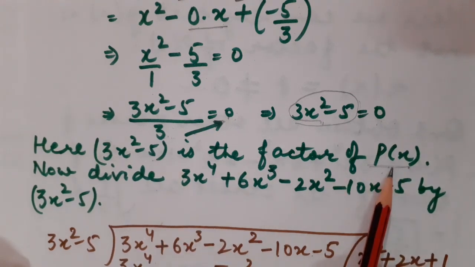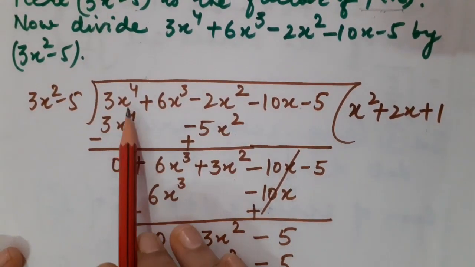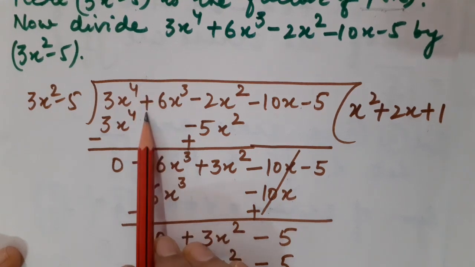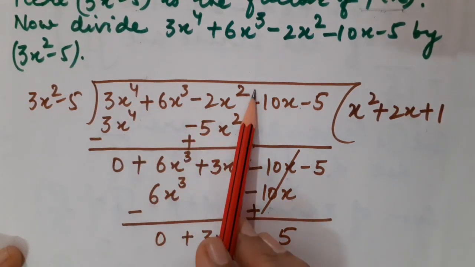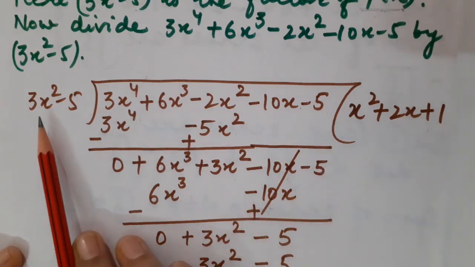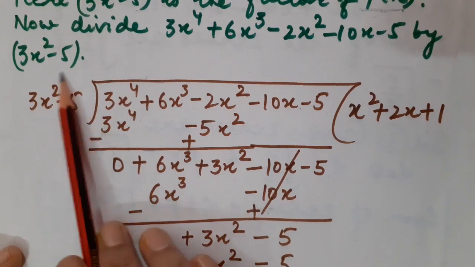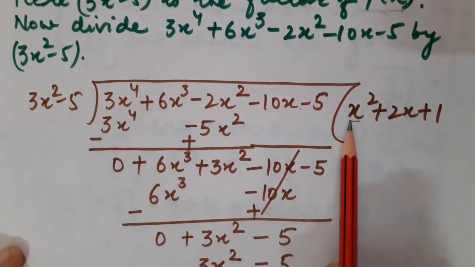Means the remainder must be 0. So now let us start the division process. This is 3x raised to the power 4 plus 6x cube minus 2x square minus 10x minus 5. You have to divide it by 3x square minus 5. Now multiply this complete g(x) by x square.